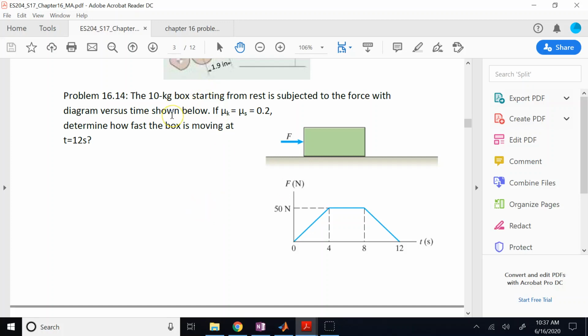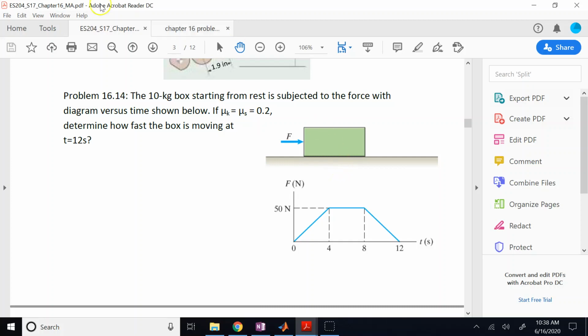This is another interesting problem, 16.14, where you have a 10 kilogram box starting from rest with a force that is not constant. This force is a trapezoid force, so you start applying until you get 50 Newton. Then for 4 seconds you don't change the magnitude, and for another 4 seconds you drop it back to 0. In this case we assume that mu k and mu s are both equal to 0.2, which is a rare case. We typically have mu k less than mu s. In this example, the textbook says consider them to be equal. Then tell me after 12 seconds how fast the box is moving.